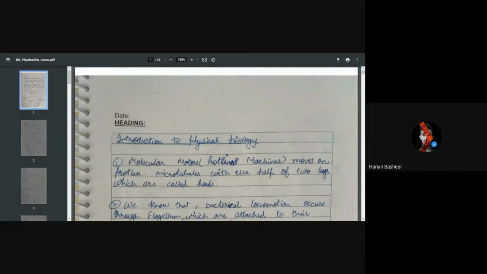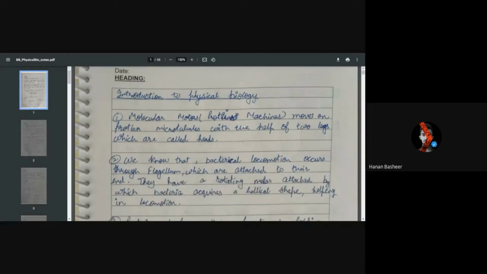Today, I'm going to discuss the physical biology section of the course PB 101, Basic Biology for Engineers. We are going to refer to the slides of Sarthak Jain, who is my batchmate. So, let's begin. Molecular motors are actually protein machines which move on protein microtubules with the help of two legs which they call heads.